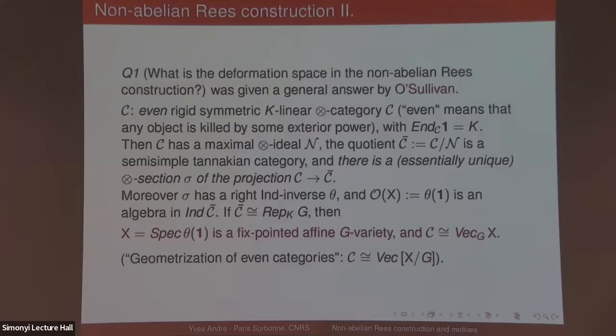So this fits very well this program of geometrization of categories, which was initiated by Simpson, I think, introducing the de Rham stack and vector bundles on the de Rham stack to describe connections. For many years, this has been very trendy, but this is a very general answer for even rigid symmetric tensor categories. Note here that C is not supposed to be abelian. Where is evenness important in the construction? If it is not even, you don't have a section. This is very important, and also you don't have a Tannakian category.